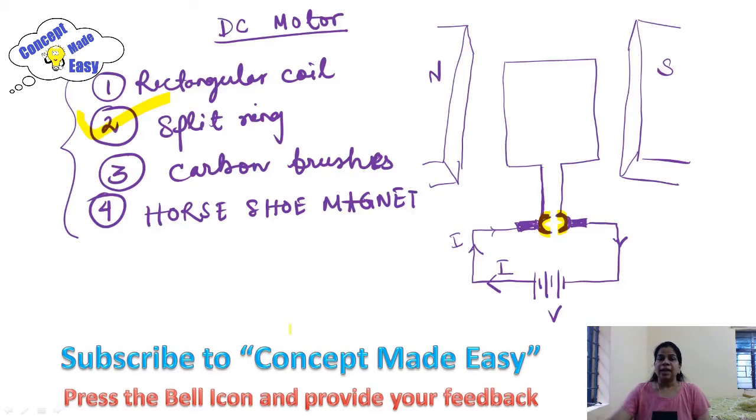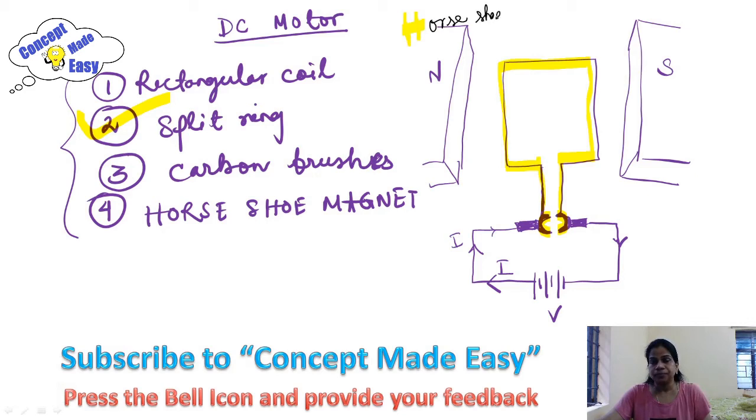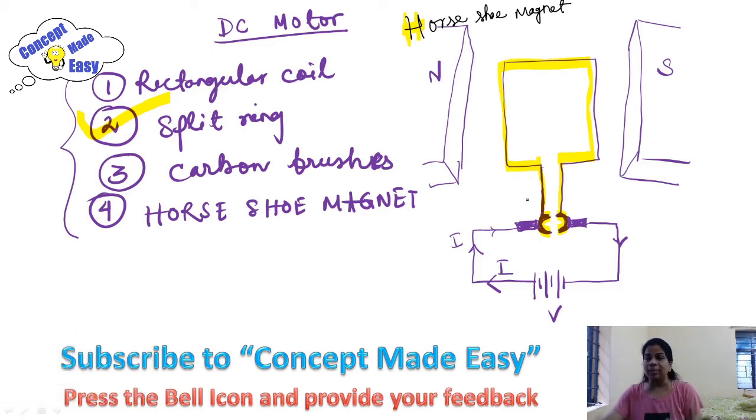So DC motor, I've written all the components to design a DC motor. You can see this is a rectangular coil. This coil is placed inside the magnetic field of a horseshoe magnet. This is a horseshoe magnet. So inside the magnetic field of the horseshoe magnet, we are placing a rectangular coil. Coil is just to strengthen the effect.